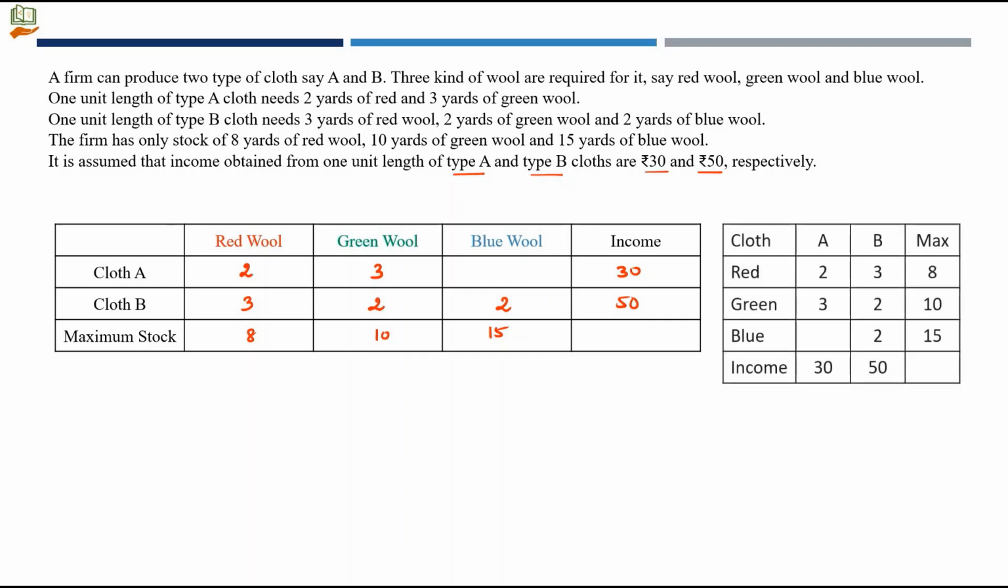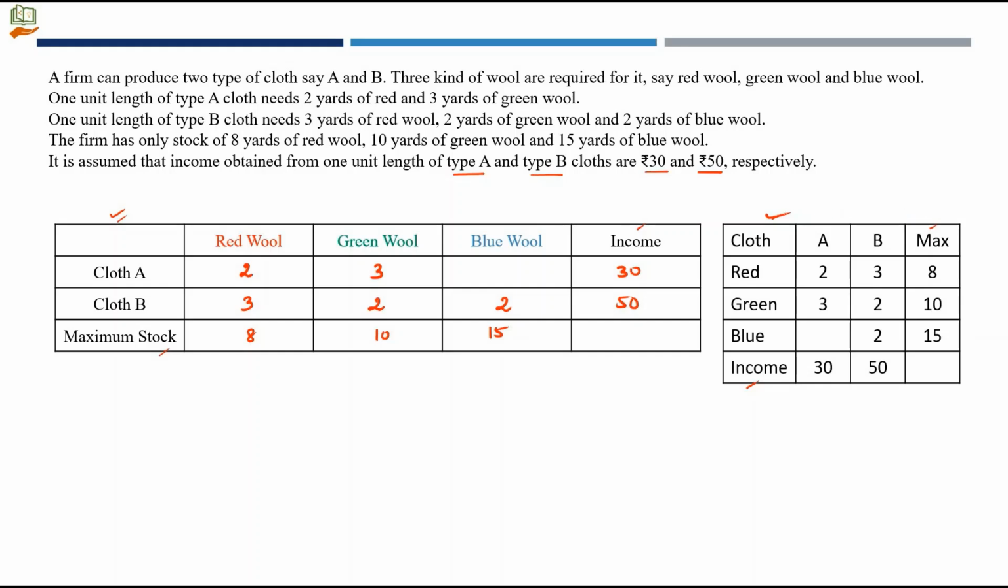I'll just show you the table. In case they ask about the objective function, you have to choose the income column here. Here it will be the income row. When they ask about maximum stock, you have to pick this stock row. Here it is the maximum column. So you have to know which row or which column to pick based on the table that you put.